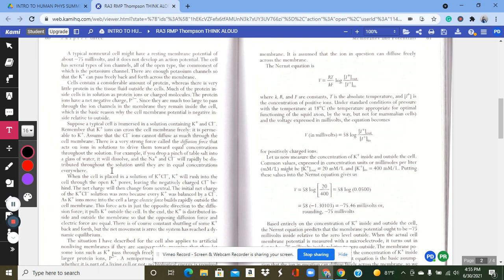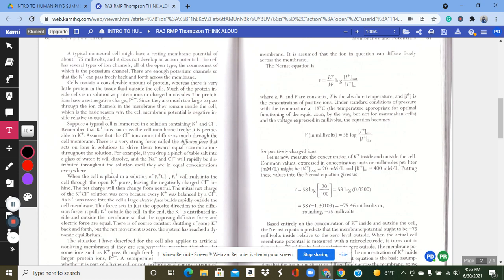Okay, moving on. Suppose a typical cell is immersed in a solution containing potassium and chlorine. Remember that potassium ions can cross the cell membrane freely. It is permeable to K plus, just like what I mentioned. Assume that chlorine ions cannot diffuse as much through the cell membrane. There is a very strong force called the diffusion force that acts on ions in solutions to drive them toward equal concentrations throughout the solution.